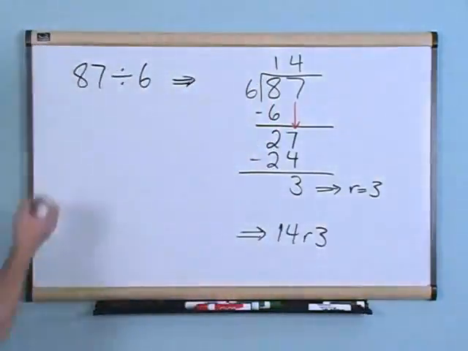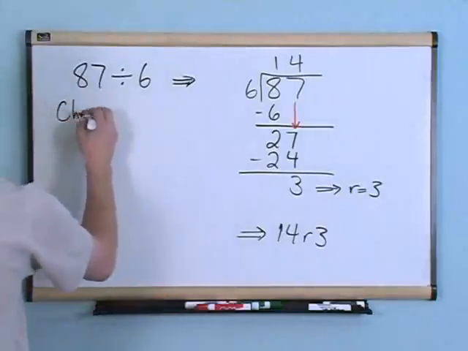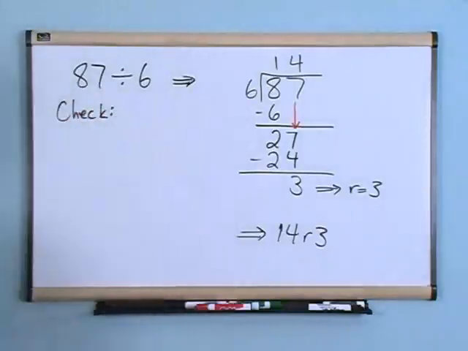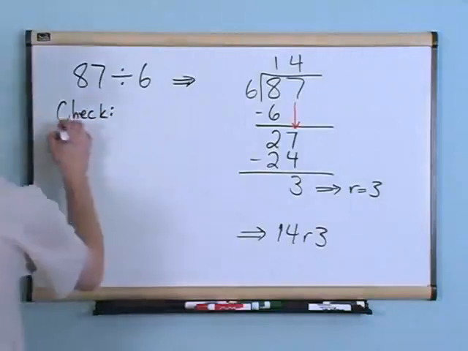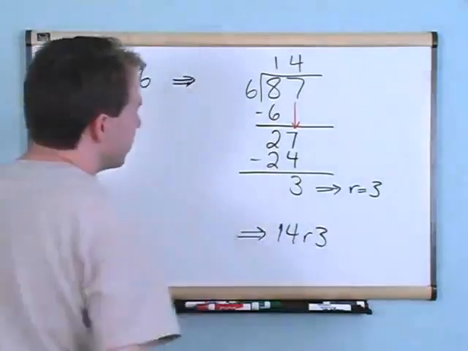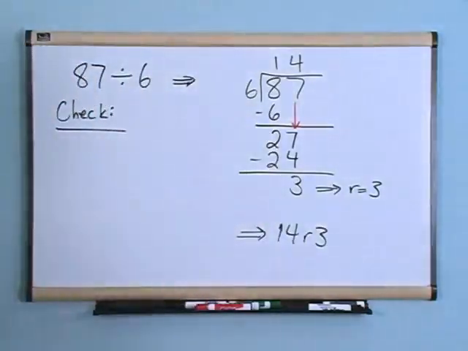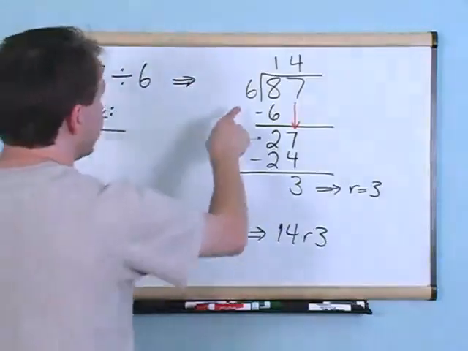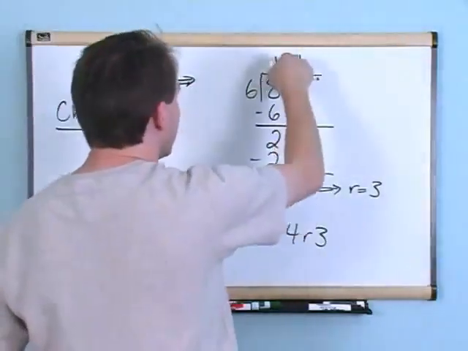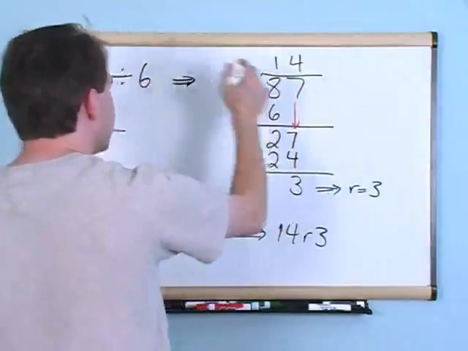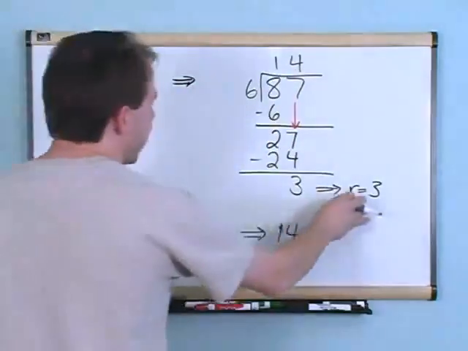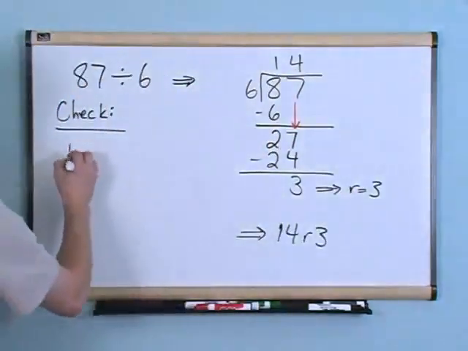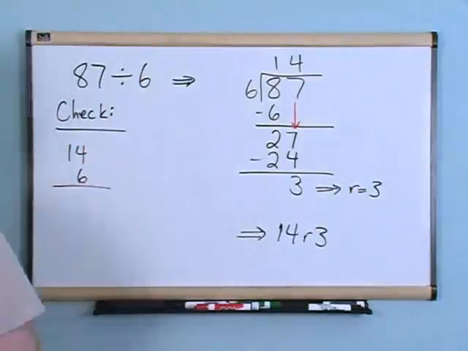Now again, I want to encourage you guys to always check your work, because with any division problem, you're always going to be able to see if you have the right answer. Remember back in the beginning when I introduced division, what we're trying to do is say 6 times whatever is up here is going to equal what's under here. And then don't forget we have a remainder. So let's try that. Let's say 14 times 6. Let's multiply these two numbers together and see what we get.